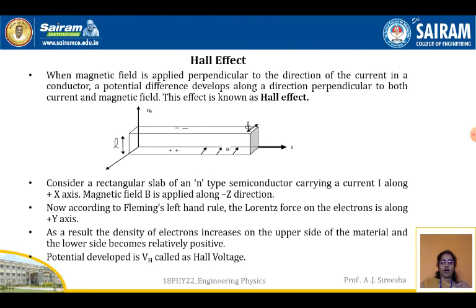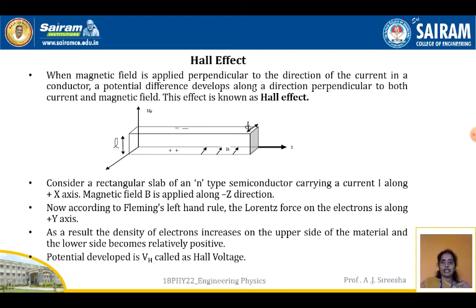Next we go with the Hall effect. What is the Hall effect? Hall is the name of a scientist. When a magnetic field is applied perpendicular to the direction of the current in a conductor, a potential difference develops along the direction perpendicular to both the current and the magnetic field. This effect is called the Hall effect.